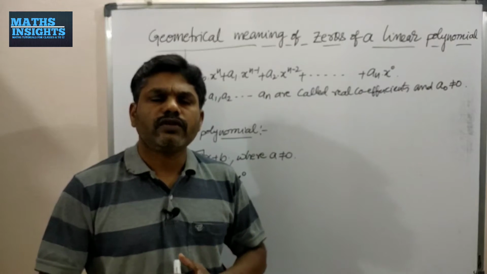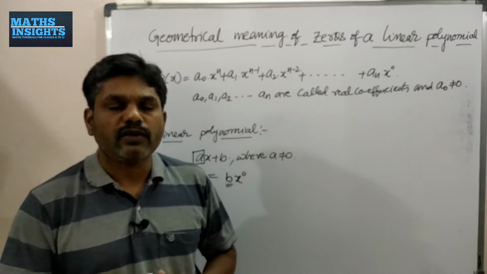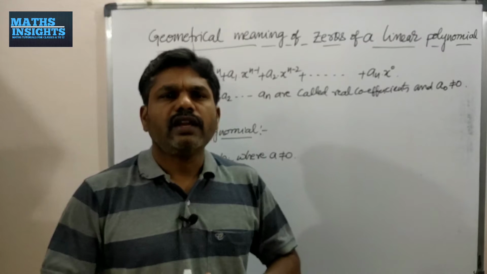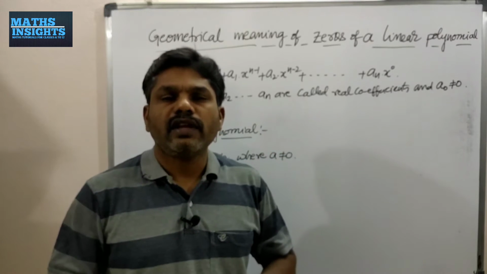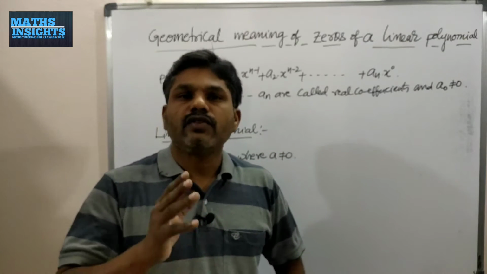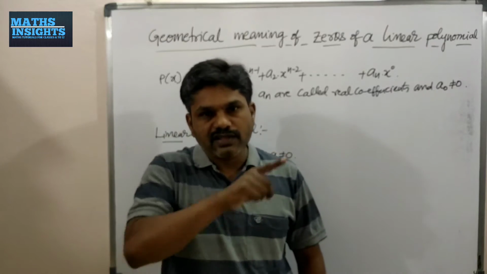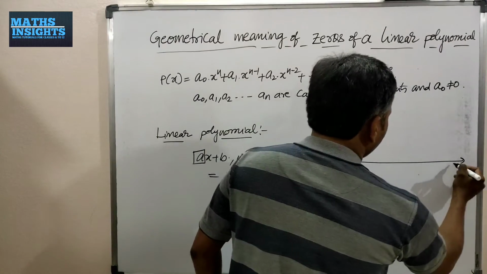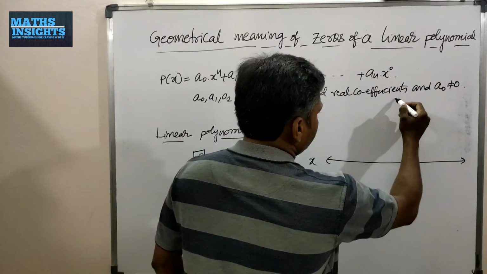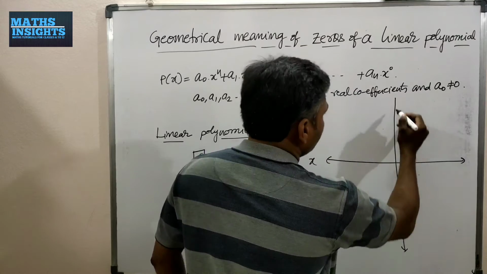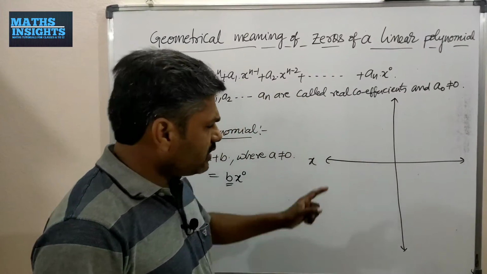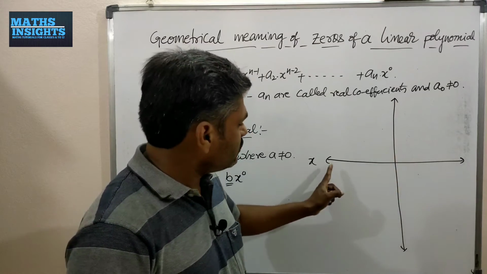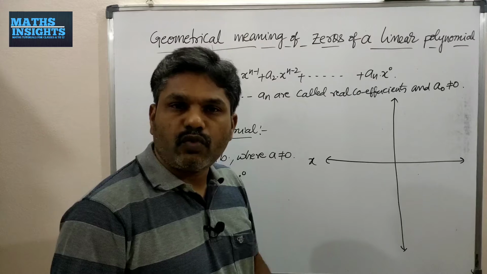Before going to draw the graph of a linear polynomial, we have to know some words related to geometry also. Any plane figure, any plane surface is divided by using two lines called y-axis and x-axis. The horizontal line is called x-axis and the vertical line is called y-axis. See, these two are also lines. Lines will not have endpoints. That's why I am putting the arrow marks.